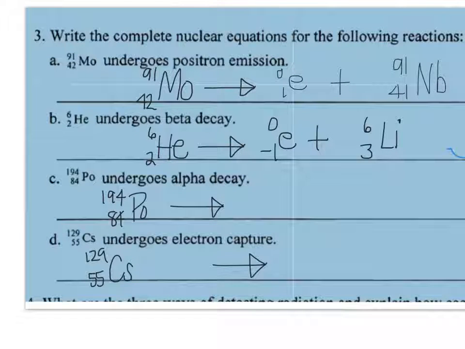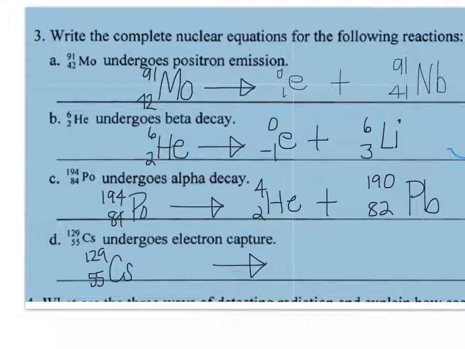And then C is polonium undergoing alpha decay. And remember, whenever you see alpha decay, that is a helium particle, but it's a helium-4 particle, so 4 and 2. And then we see what we have to make it be so that it could equal 84, and that would be 82. And then we would have 190 on the top. And when we look at that, we see that we have Pb for lead.